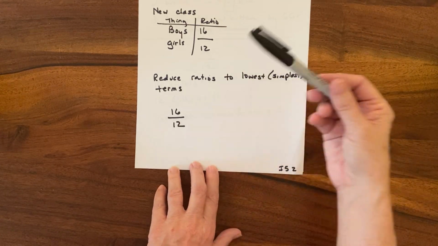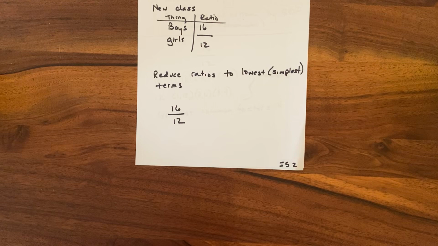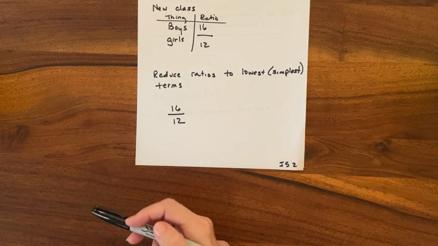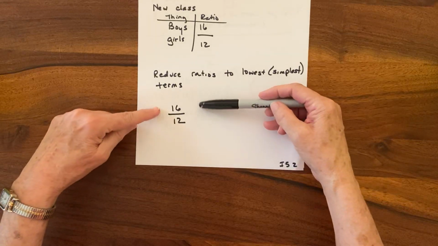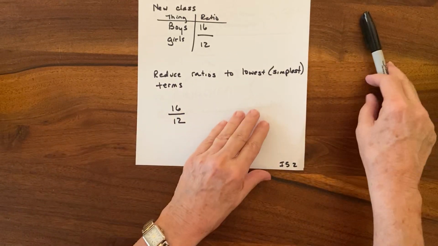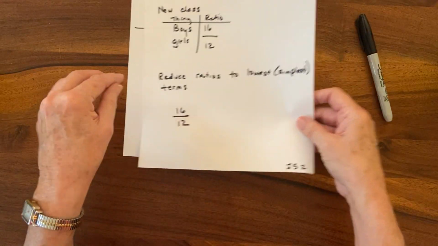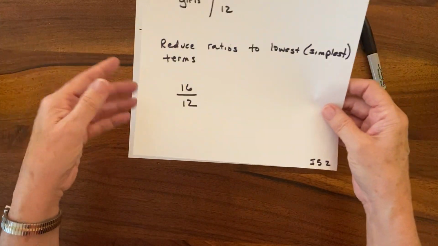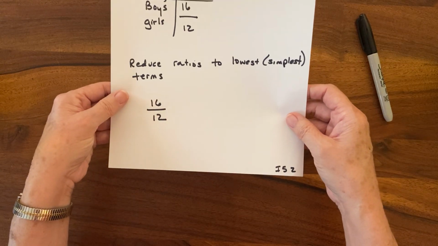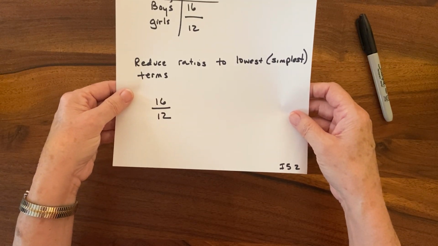Can't write it the other way because then you get mixed up. So they say, what's the ratio of boys to girls in Mrs. Whitman's class? And you would say, oh, the ratio of boys to girls, 16 to 12. Except it's best, and it's not necessarily wrong if you write it this way, most of the time they like it in simplest terms.